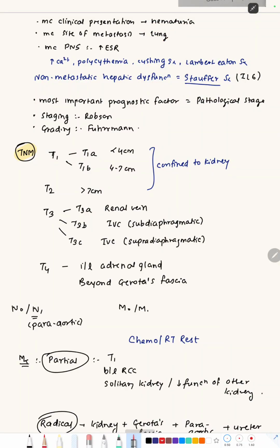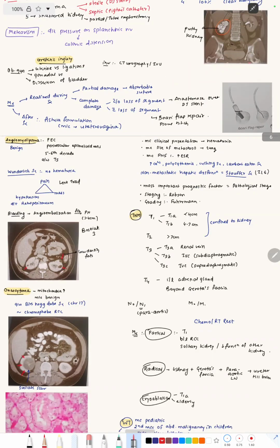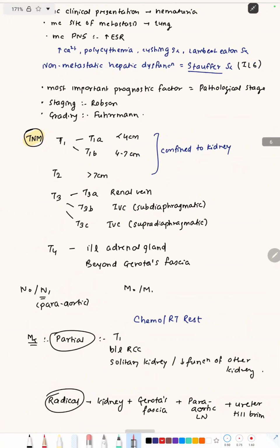Most common paraneoplastic syndrome is going to be raised ESR, while other paraneoplastic syndromes can be hypercalcemia, polycythemia, Cushing syndrome, Lambert-Eaton syndrome, and non-metastatic hepatic dysfunction is seen, and this is called as the Stauffer syndrome. Stauffer syndrome is because of interleukin 6. Then the most important prognostic factor is going to be the pathological staging of this tumor. So the name of it is given a specific name that is called as the Robson staging. And the grading is called as the Fuhrman grading. TNM staging of this tumor is very important. In the TNM staging there is T1, T2, T3, T4, and the T1A, it is less than 4 cm in size, confined to the kidney.